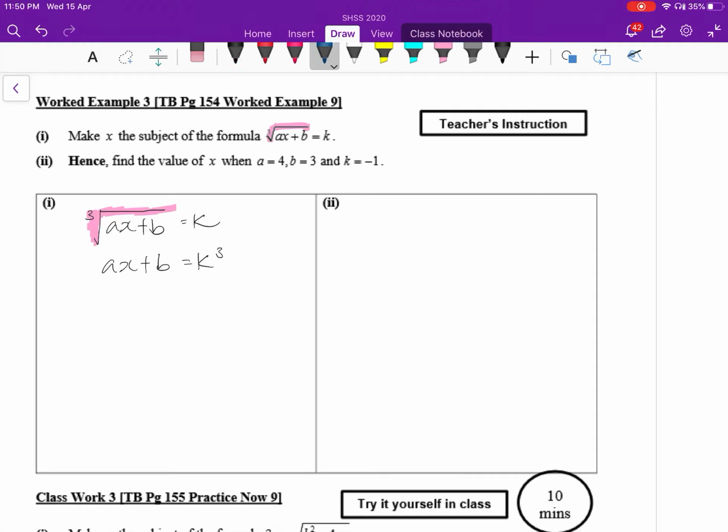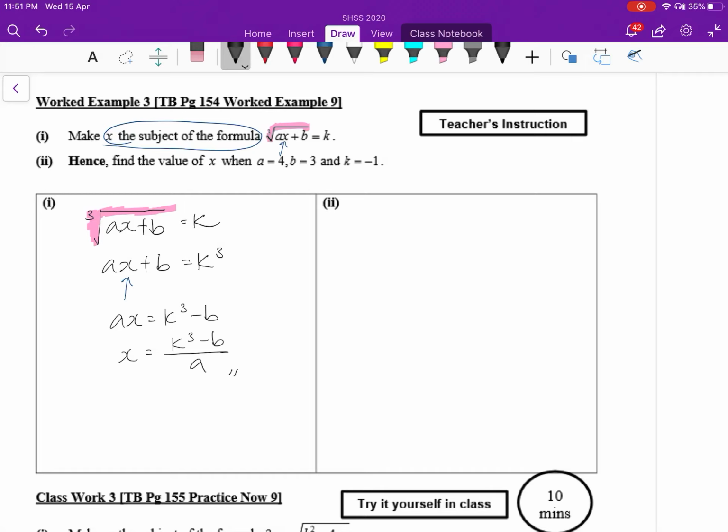Oh, sorry, I forgot to tell you the question. The question is to make x the subject of the formula. And x is here. I want to make x the subject of the formula, so I'm going to bring b over first. So it's going to be k cubed minus b. Then if I want x, I just divide by a. That's all. That's the difference between work example 1, work example 2, and work example 3.